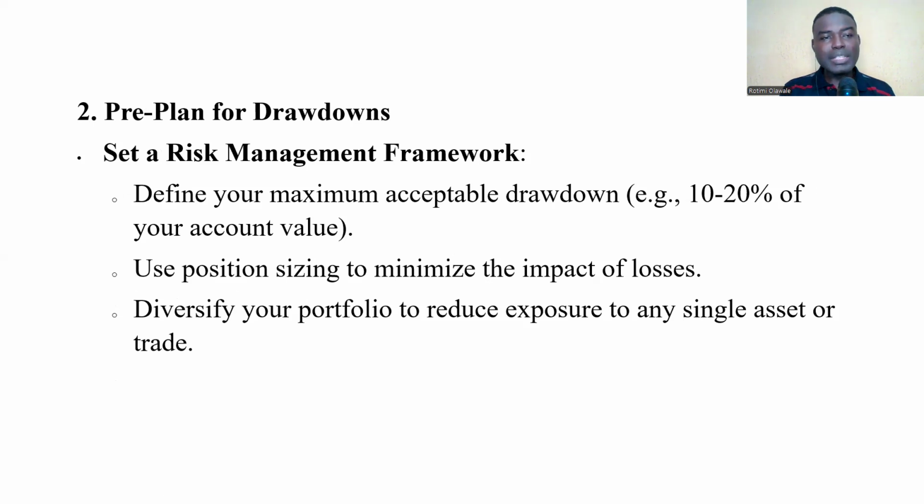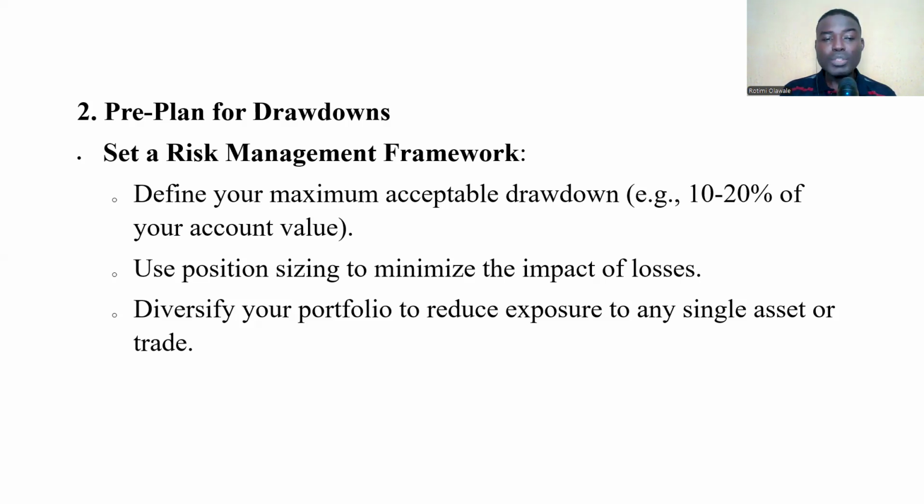Number two thing to note is to pre-plan for drawdowns. Like I said, drawdowns will always come. So psychologically, you need to prepare yourself mentally. You need to prepare yourself for drawdowns so that when they come, you are not caught unawares. And how do you do that? Number one is that you set a risk management framework. Define your maximum acceptable drawdown. So before you start trading, you need to determine what percentage of your account can be in a drawdown. Either 10 or 20% of your account value, it should not exceed that.